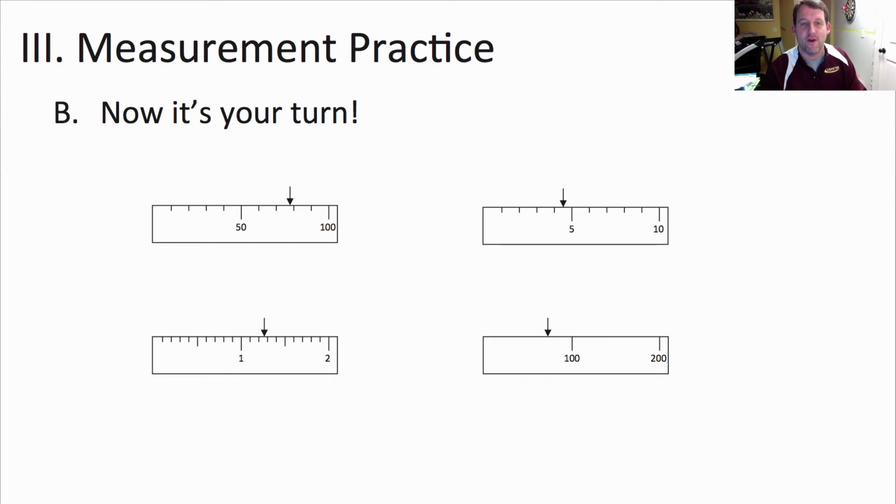All right, now it's your turn to practice. Go ahead and pause the video, write down a measurement for each of these 4 rulers, and then hit play, and we'll go through them real quick.